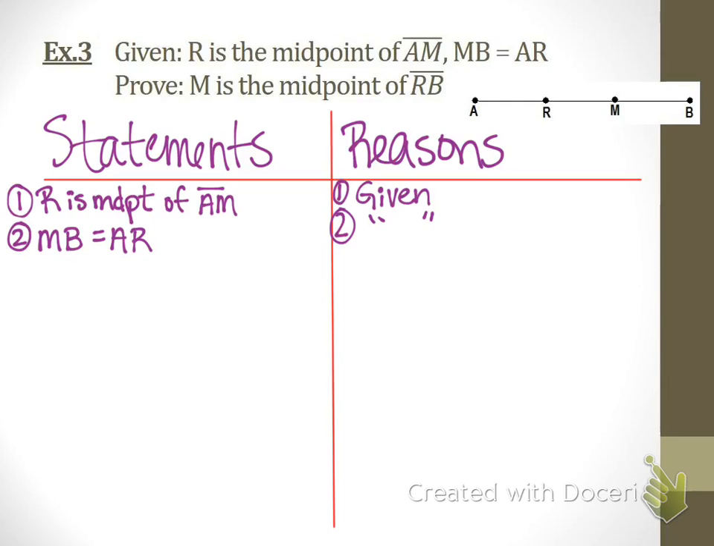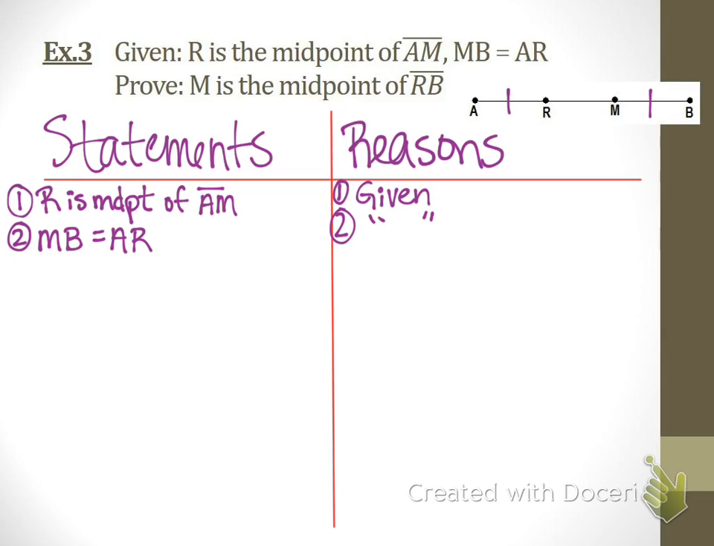Okay, so we're off to a good start. We've already got 2 steps down. It might help us to mark what they told us in the diagram. So they definitely told us that MB is equal to AR. We could mark MB and AR each with a tick mark.